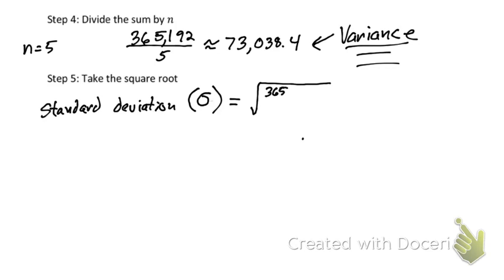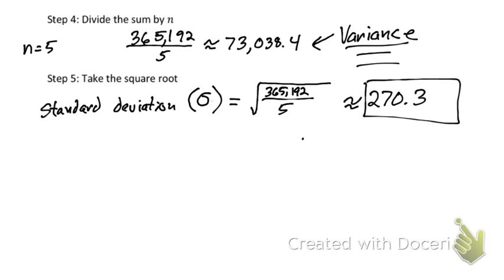That'd be 365,192 divided by 5. We can either plug this number in, or we can plug this number in. We'll get a more exact answer if I plug this one in because we rounded this one. We're just taking the square root of our variance, which is going to result in about 270.3. So our standard deviation is 270.3.